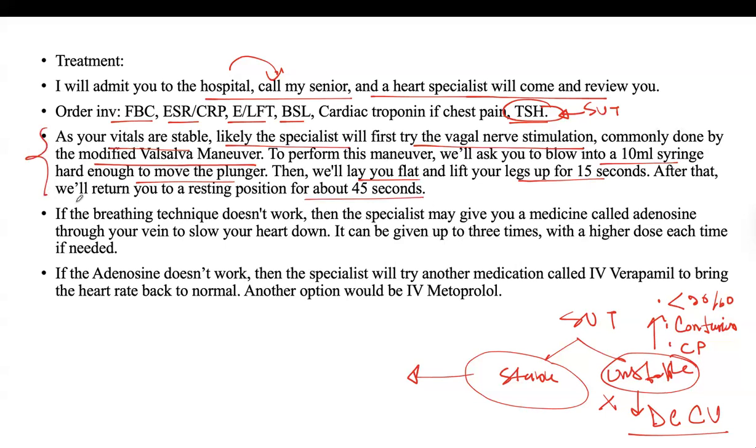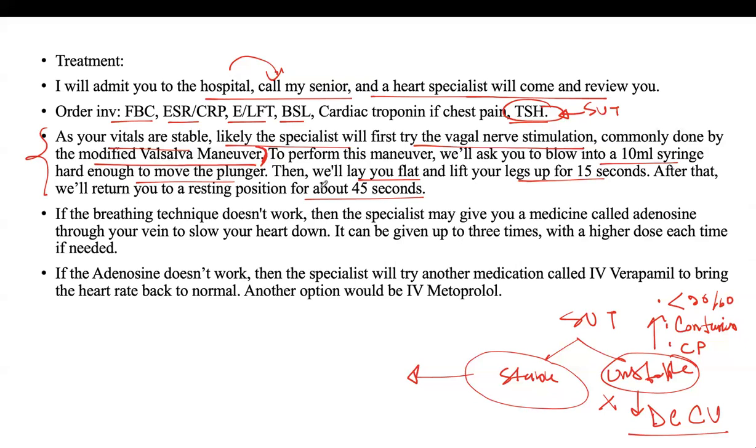Now if you don't have time, you can always finish here: that is commonly done by a modified Valsalva maneuver, where the specialist will ask you to blow into a syringe. That's it. You can always finish there because sometimes you will not have that much time to explain all of this. But the explanation is like that.